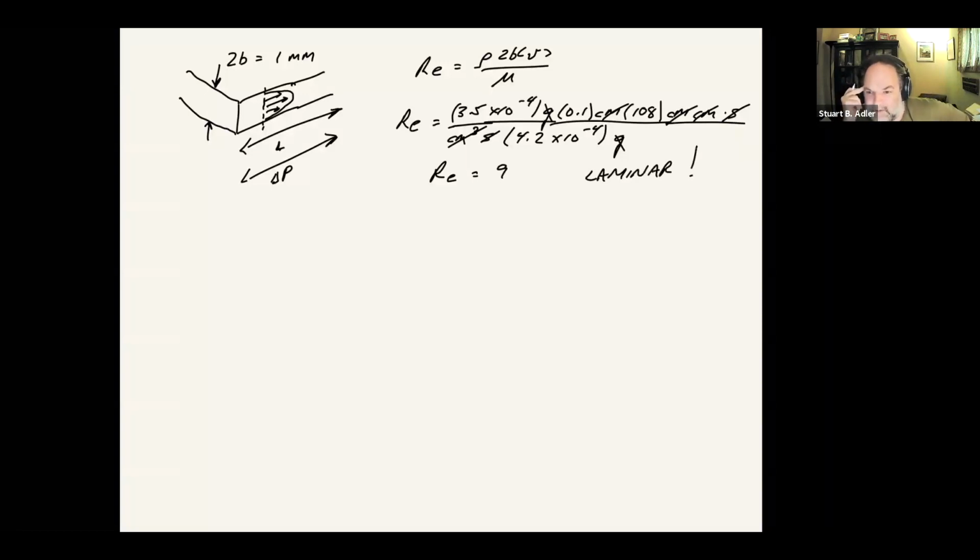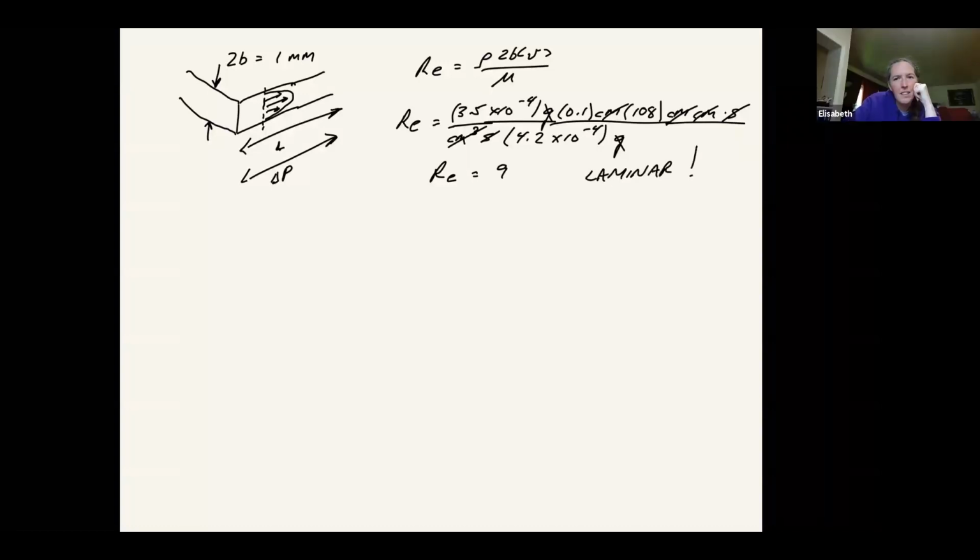You have to recalculate all that. What did you guys expect? Did you think it would be big Reynolds number or small Reynolds number? I thought it would have been bigger. Yeah, and that's what most people will say. A meter a second through this tiny little gap? That's turbulent flow for sure.